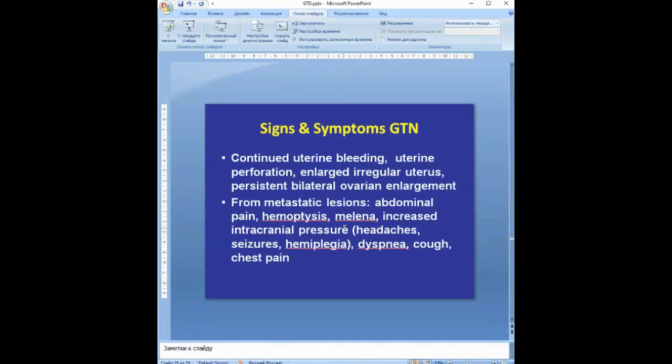Continued uterine bleeding, uterine perforation, enlarged irregular uterus.